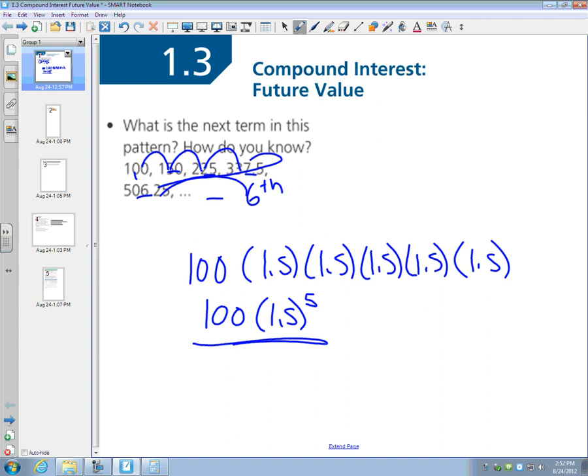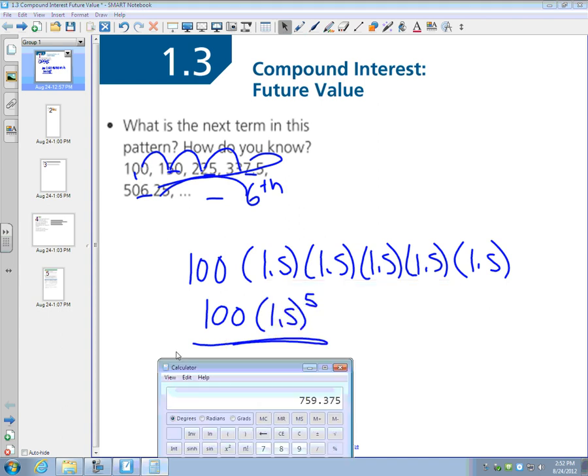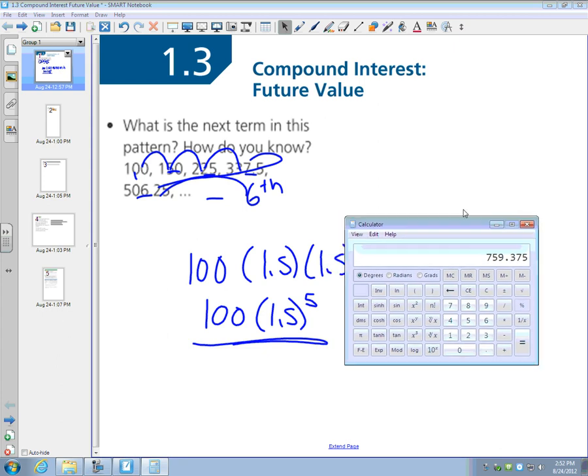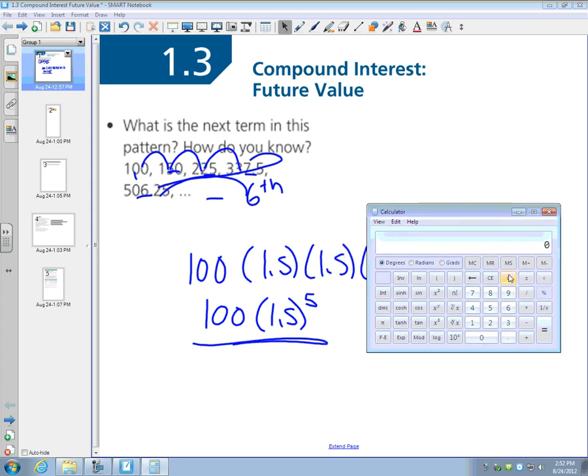Those of you who don't believe that this gives me the same value, I'll show you on the calculator here. So 1.5 to the power of 5. Order of operations is very important. So I do my exponents first, 1.5 to the power of 5, and then I times by 100. And I get the same value I got. Okay?